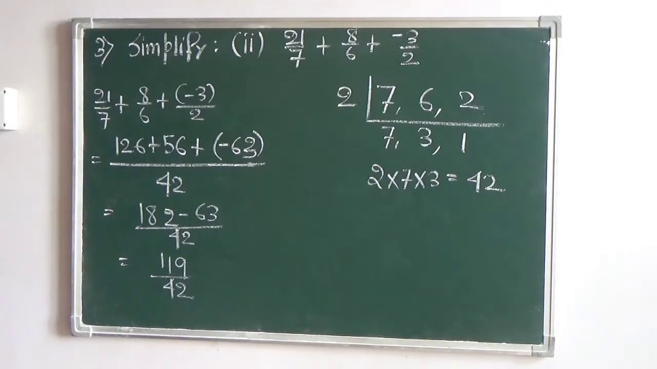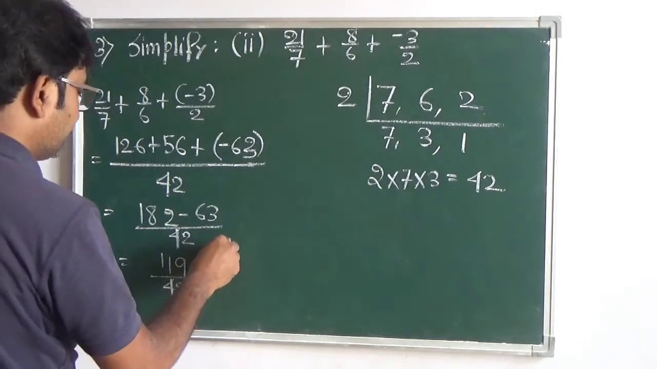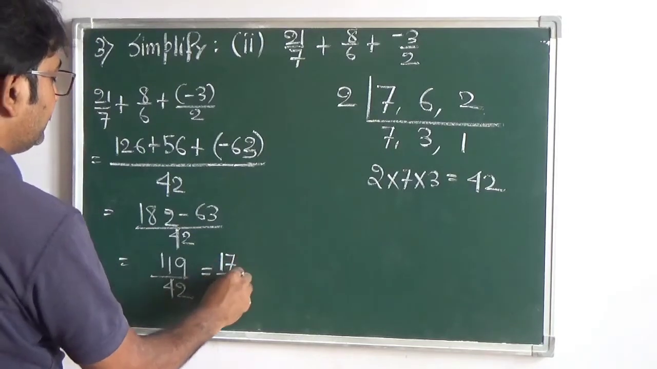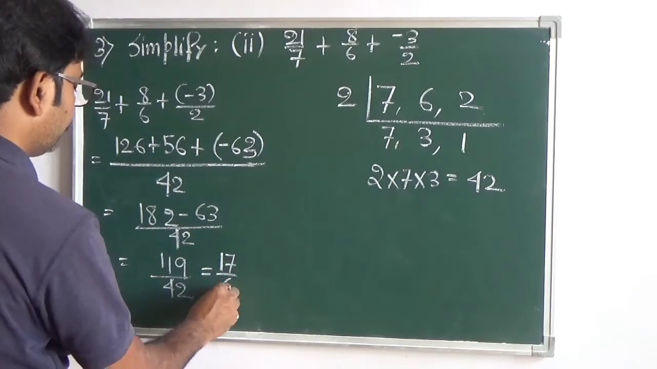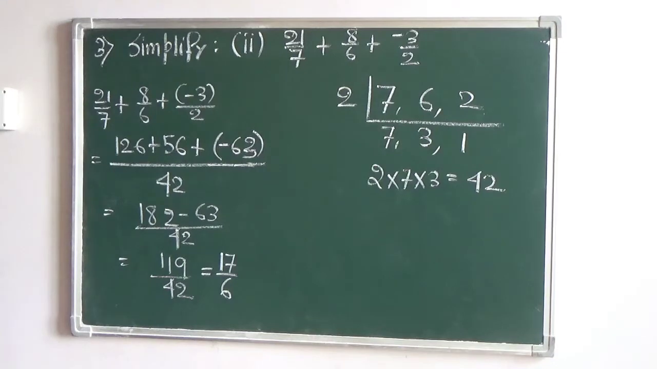Yes, sir. By which number can we reduce? By 7. So it is 17 by 6. So the final answer is 17 by 6.